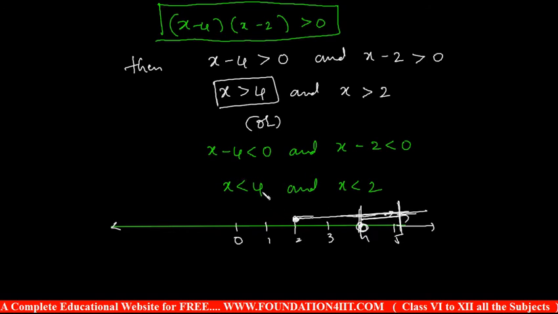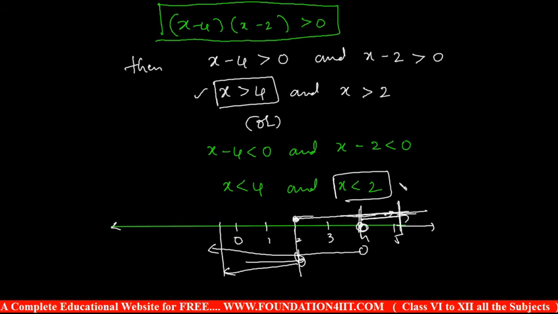Similarly, from the next, x is less than 4. So x is less than 4 means from 4 all the values are this side. x is less than 2: from 2 all the values are this side. Okay, the common part is from 2 onwards. So we should take this.